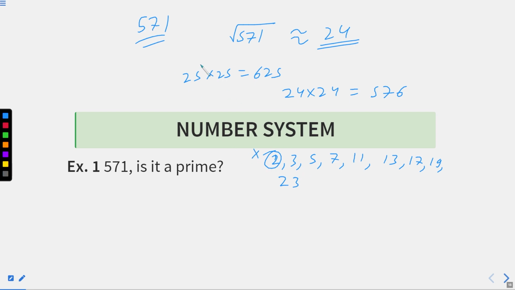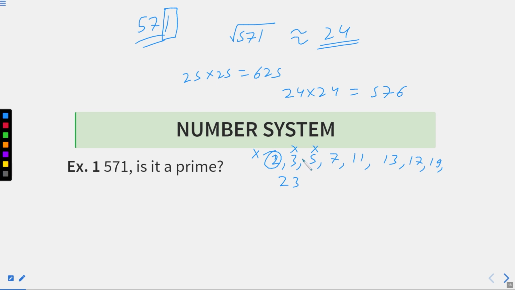Does 3 divide? If 3 divides a number, then the sum of the digits of the number must be divisible by 3. So 5 plus 1 is 6, plus 7 is 13. So 3 doesn't divide 571. Now check for 5. If 5 divides a number, then the unit digit must be either 5 or 0. Here the digit given to us is 1, so 5 doesn't divide 571.